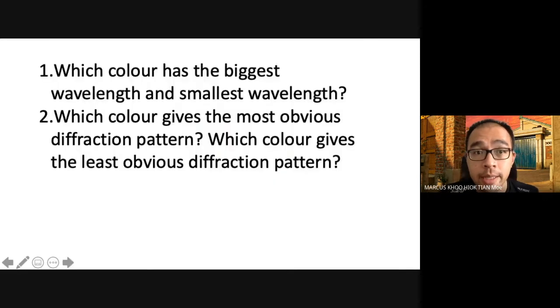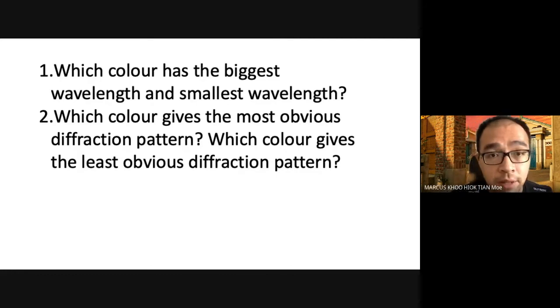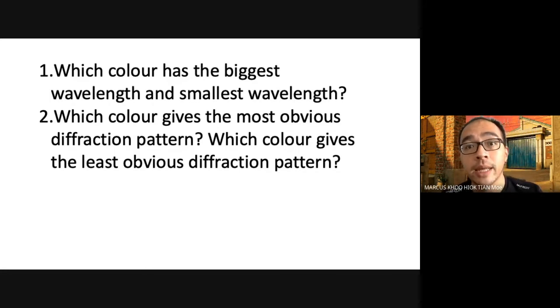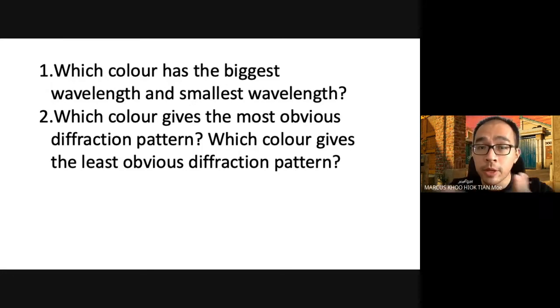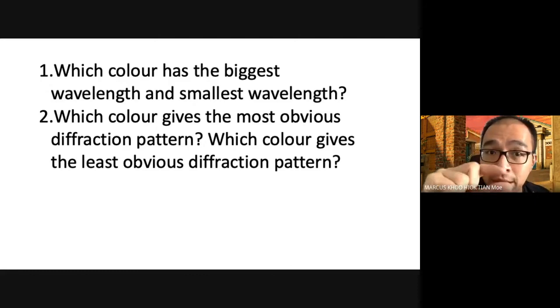Again, just to remind you that different colors have different wavelengths, which we will talk about at the end of this chapter. We have seen that red color compared to purple color gives a more obvious diffraction pattern. More obvious means the center is not so bright. Remember, because the energy is all spread out already. So the more spread out your energy is, the less bright your center will be.